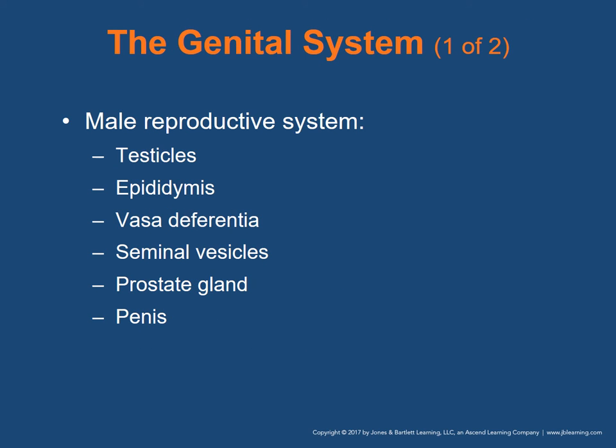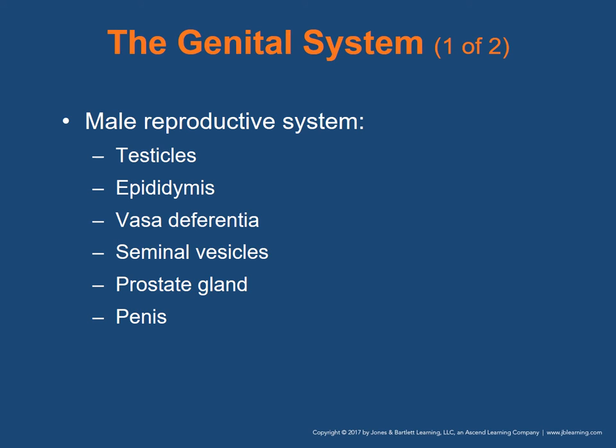So now we get to the genitalia. In the male reproductive system, we have the testicles where sexual hormones, male-dependent sexual hormones, are produced, mainly testosterone. And the epididymis, which sits right on top of the testicles, which helps aid in the creation of sex cells or gametes. For males, it's sperm.